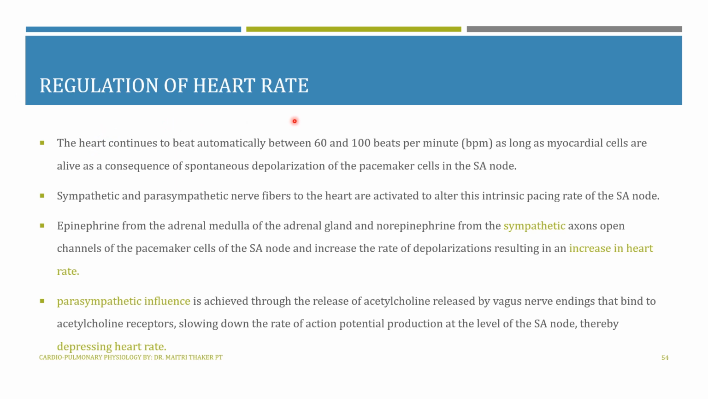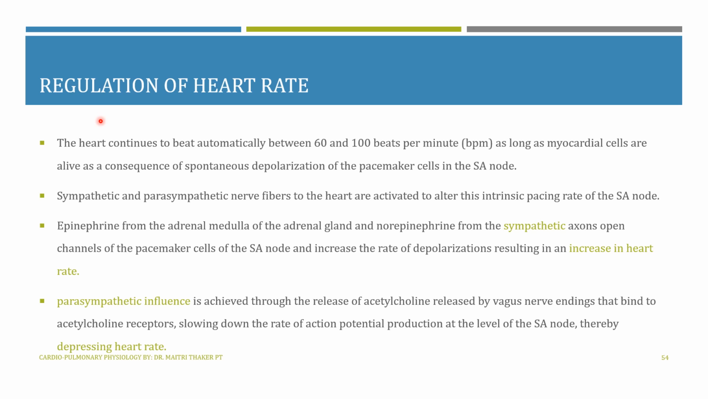First is regulation of heart rate. So how is our heart rate regulated in the body? The heart continues to beat automatically between 60 to 100 beats per minute as long as the myocardial cells are alive, as a consequence of spontaneous depolarization from the SA node. That is the self pacemaker of our heart. Now, sympathetic and parasympathetic nerve fibers to the heart are activated to alter this intrinsic pacing rate that is generated by the SA node.